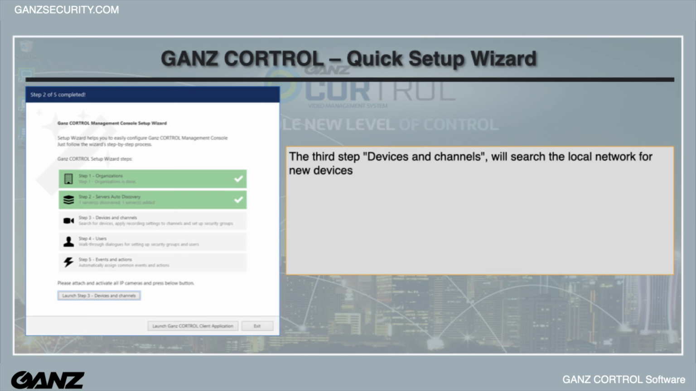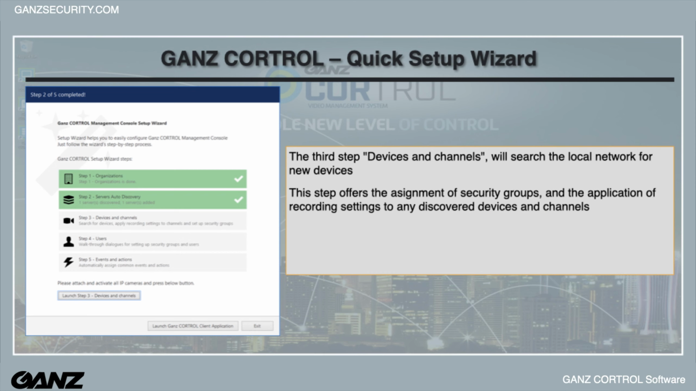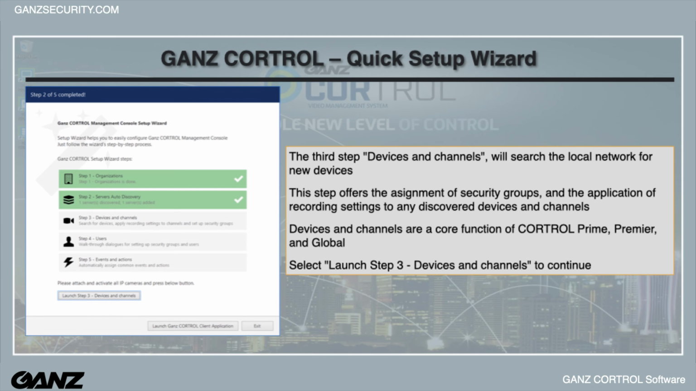The third step, Devices and Channels, will search the local network for new devices. This step offers the assignment of security groups and the application of recording settings to any discovered devices and channels. Devices and channels are a core function of CORTROL Prime, Premier, and Global. Select Launch Step 3, Devices and Channels to continue.